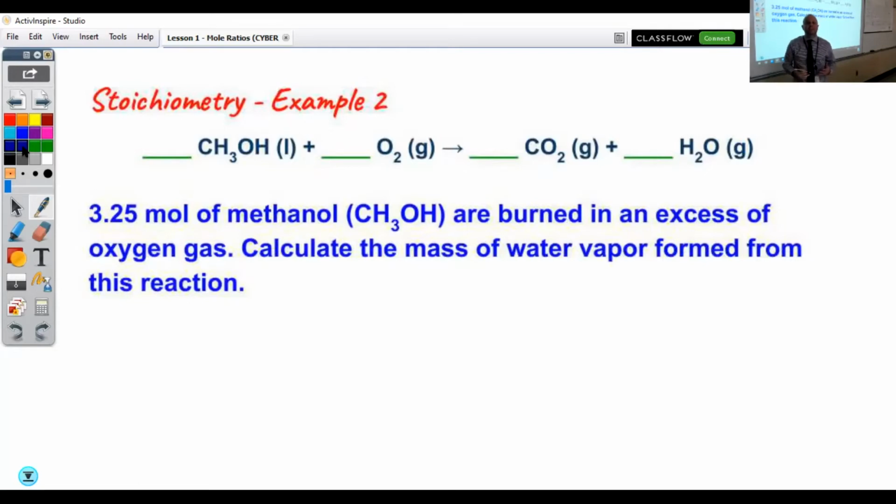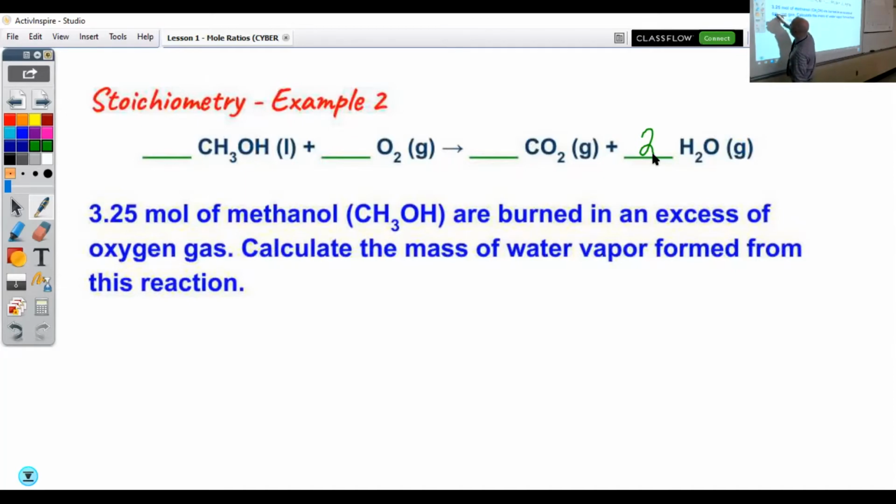Let's take a look at a second example. Once again, we're going to begin by balancing our chemical equation. So we have one carbon. We have 4 hydrogen here. So we're going to need to put a 2 in front of water in order to get 4 hydrogen. We have 2 oxygen on the right plus 2 more, that's 4. And here we have an odd number of oxygens. So the only way to fix this when you have an odd number on one side and an even number on the other is to double everything.